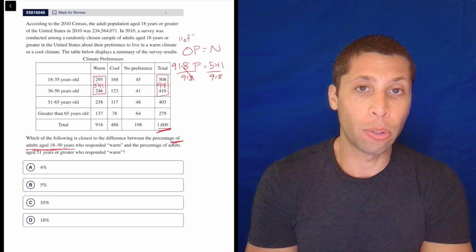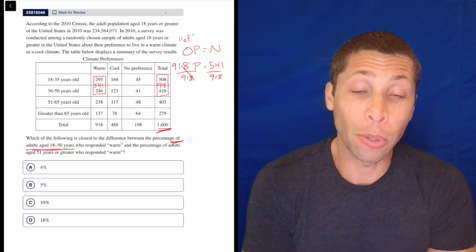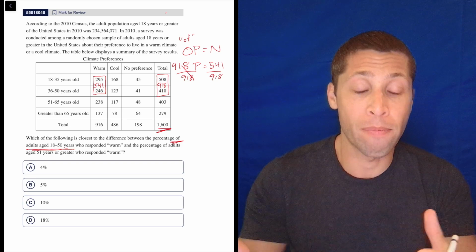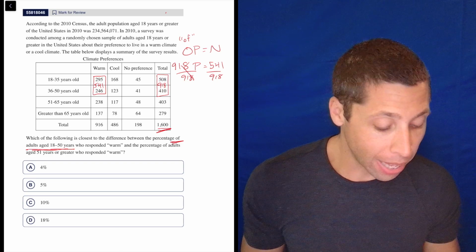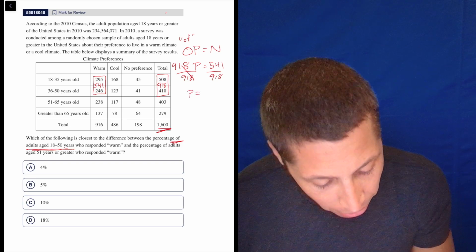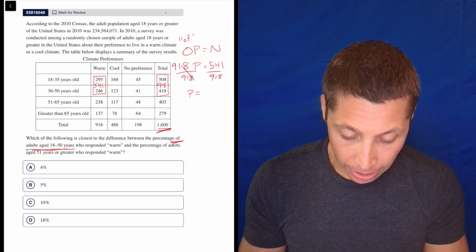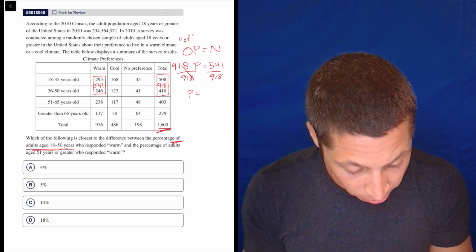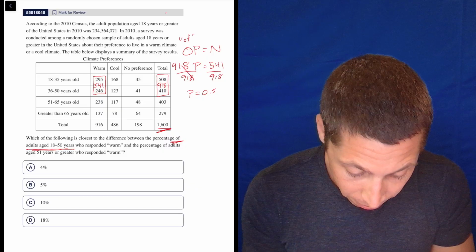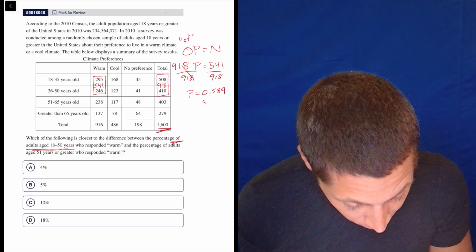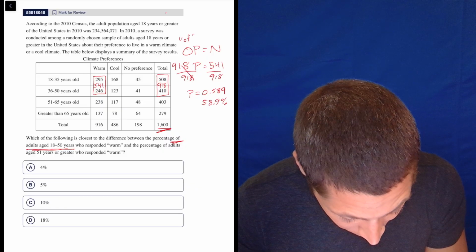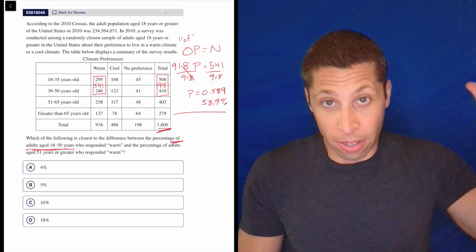And the reason I like to do it differently is I'm very worried about that "of." I'm very worried about that original. If I pick the wrong thing, it's game over. So P is actually going to be equal to 541 divided by 918, which is 0.589, so 58.9%. Okay, so that's the first half of the question.